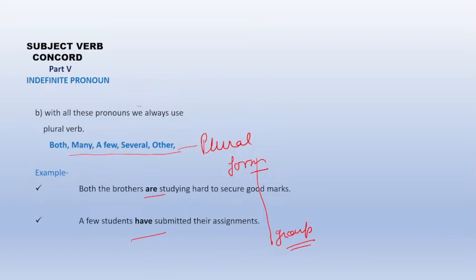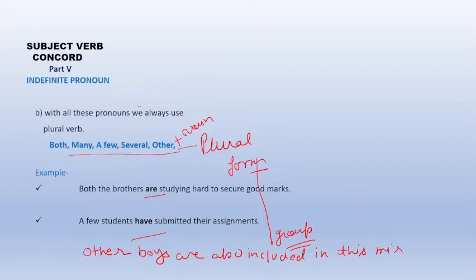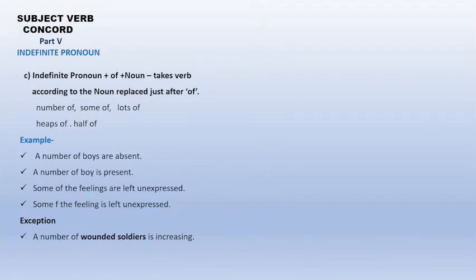With "other" here, meaning to say other, we can use other plus noun. Like this: other boys, other birds. Okay? When we are making a sentence, other boys are also included in this mischief.